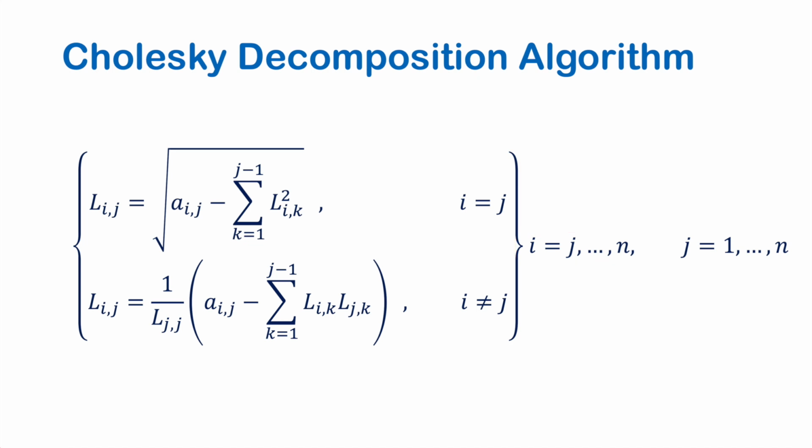The first formula is for the elements on the main diagonal, where I is equal to J, while the second formula is for the elements beneath the main diagonal. Each formula requires an internal loop for summation. This can be done by utilizing a k-loop or by using the Numpy sum function with slicing, as I'll explain during the coding.